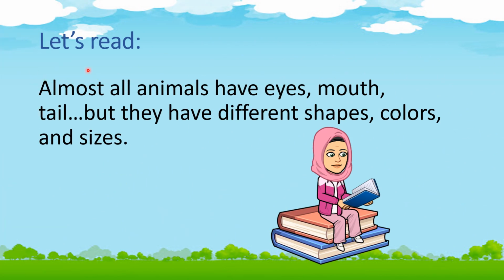Now let's read together. Almost all animals have eyes, right? As we said before, almost all of them have eyes, mouth, tail, etc. But they have different shapes, colors, and sizes.